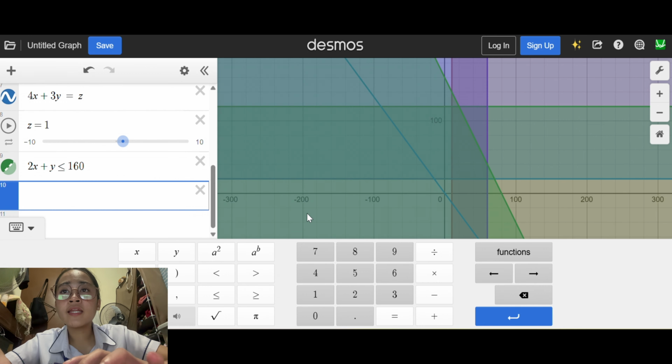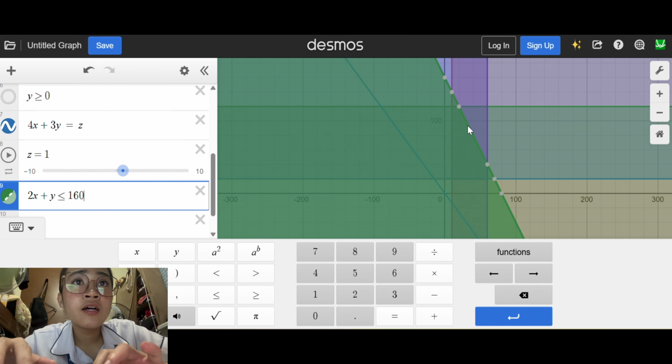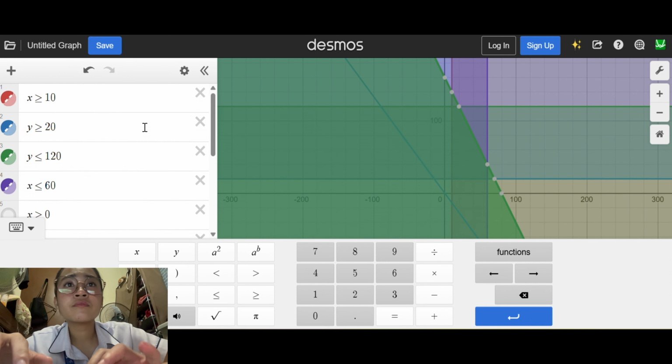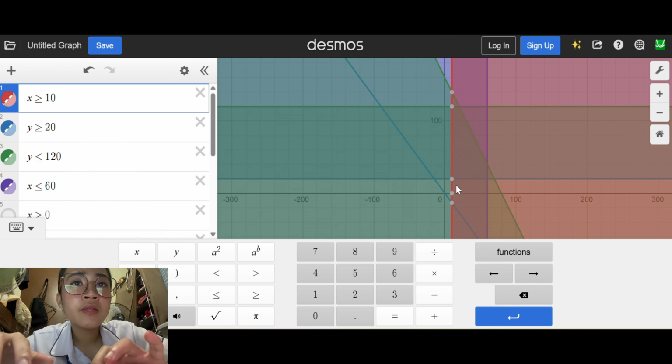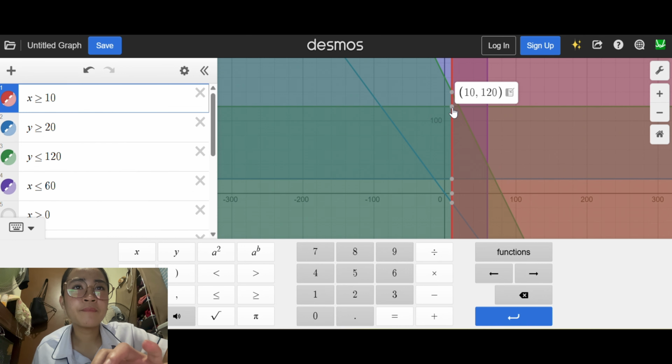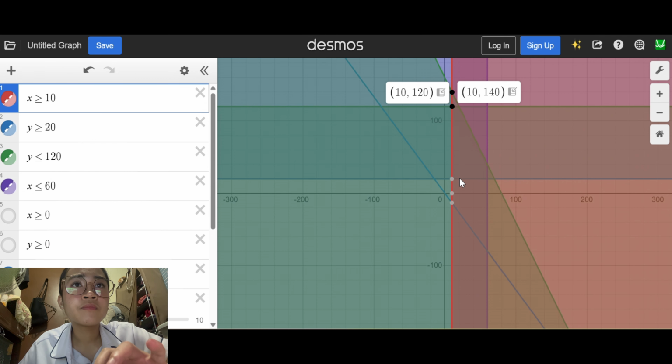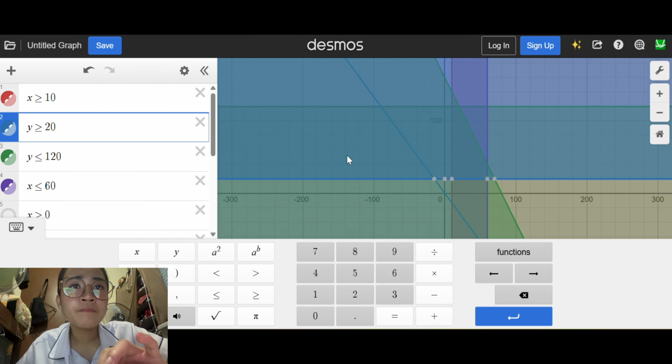So now we can see where they intersect. Those are the points: 0, 160; 10, 140; 20, 120; 60, 40; 80, 0; and 10, 120. And then we can see the optimal points.